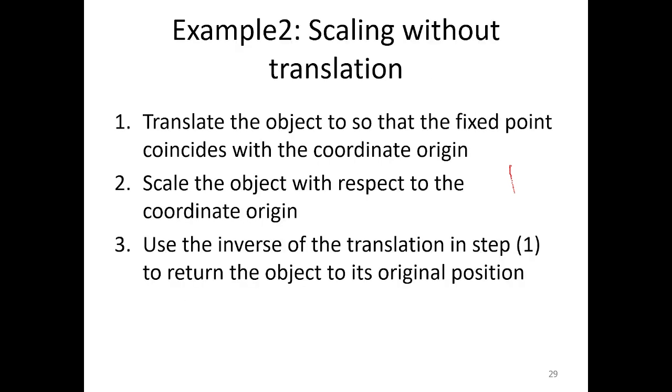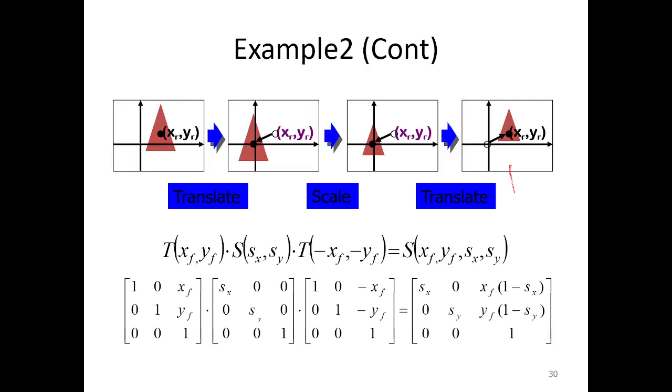Next is an example of scaling, that is scaling about a fixed point. First, translate the object so that the fixed point coincides with the coordinate origin. Then scale the object with respect to the coordinate origin. Then use the inverse of the translation in step 1 to return the object to its original position. First is the translation, next the scaling, and next the translation, so now you get the same position. So T of xf comma yf times S of sx comma sy times T of minus xf comma minus yf equals S of xf comma yf comma sx comma sy.